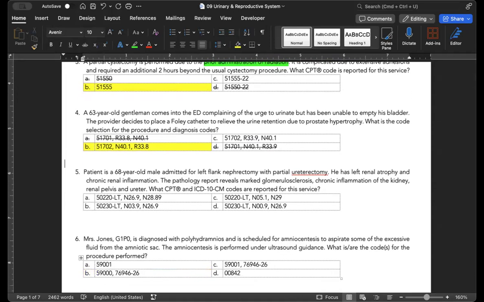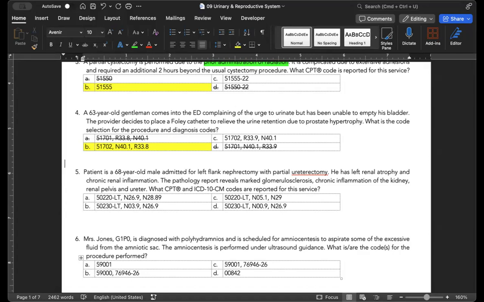So, patient is a 68-year-old male admitted for a left flank nephrectomy with partial ureterectomy. He has left renal atrophy and chronic renal inflammation. The pathology report reveals marked glomerulosclerosis, chronic inflammation of the kidney, renal pelvis, and the ureter. So we're going to do ICD-10 and CPT. So let's do our CPT.